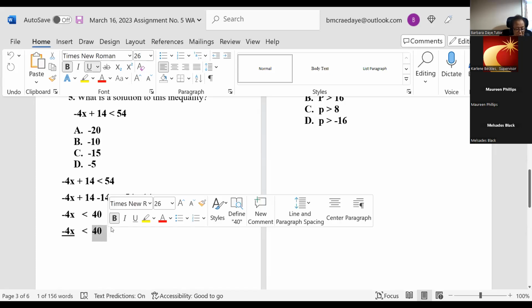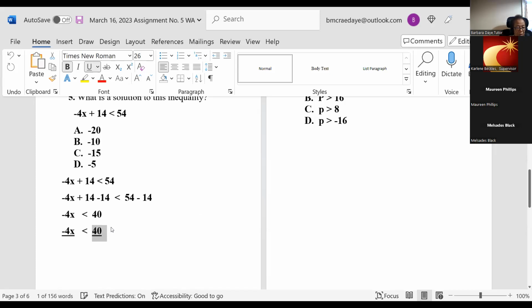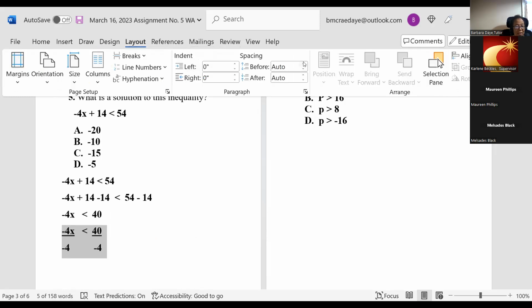You see what your answer is? Okay, so my answer, divide both sides by negative 4. Negative 4, and this also negative 4. All right, and what is your answer, Mercedes? My answer is negative 10. Very good, negative 10. Okay, so let's just bring that up a little closer.